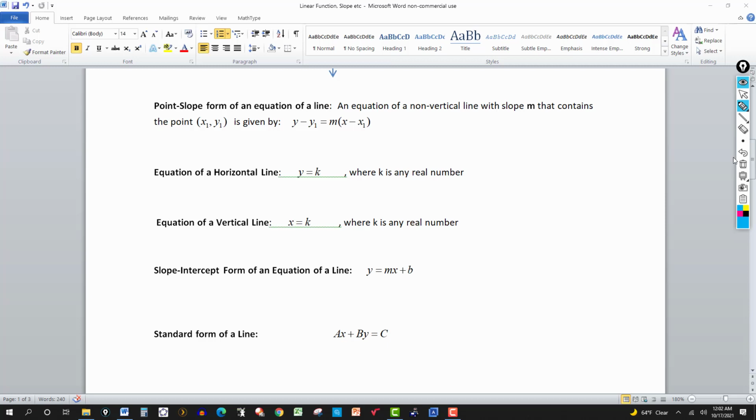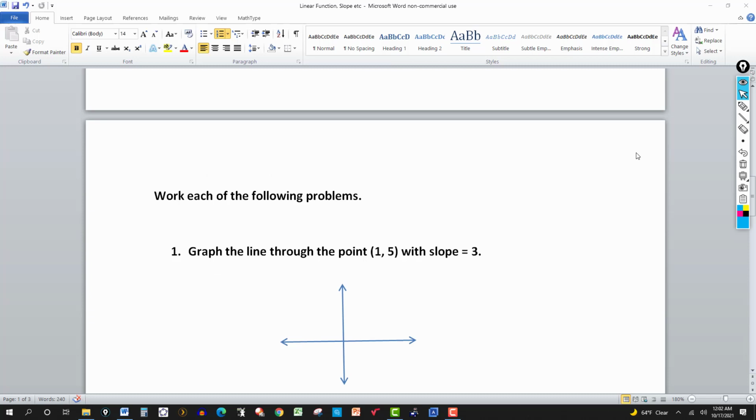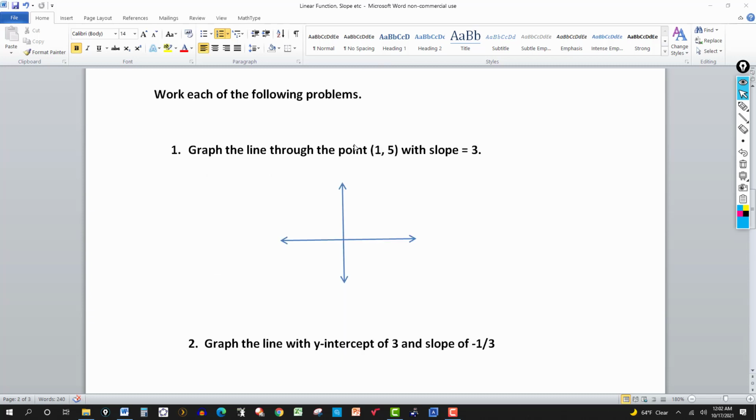Okay, so now using this information, we're going to look at the following problems. Work each of the following problems. This one says graph the line through the point (1, 5) with slope equal to 3. So they give you the point that the line passes through, and they give you the slope. Okay, so let's go. This will say 1, and then 1, 2, 3, 4, 5. So 1 over and 5 up, so the line passes through that point.